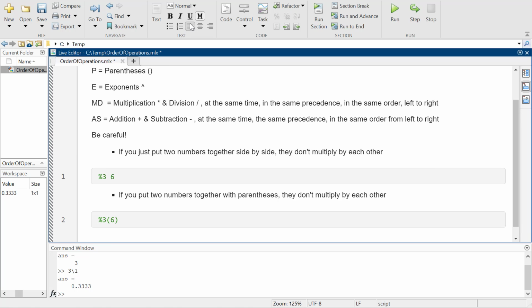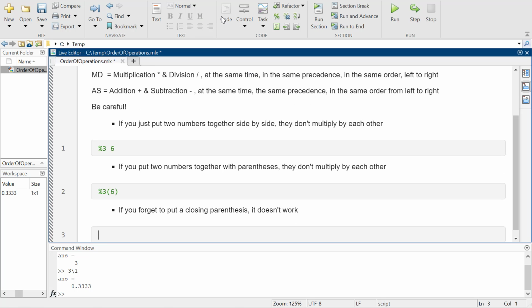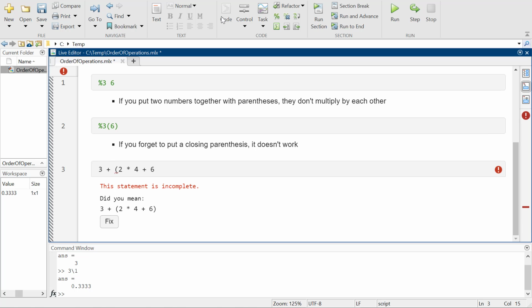What else doesn't work? If you forget to put a closing parenthesis, it doesn't work. So if I go 3 plus 2 times, see, it automatically puts that in there for you. But if I delete it for some reason, it's like, I don't think you did that on purpose. Then it gets mad at you. So that also doesn't work.